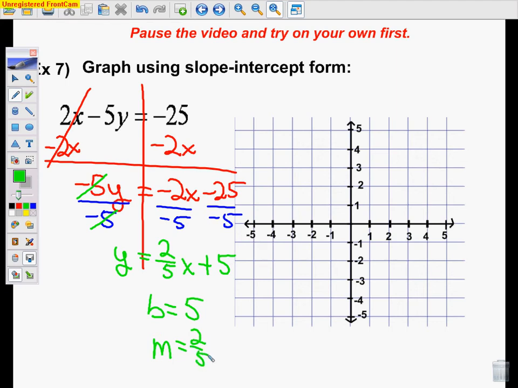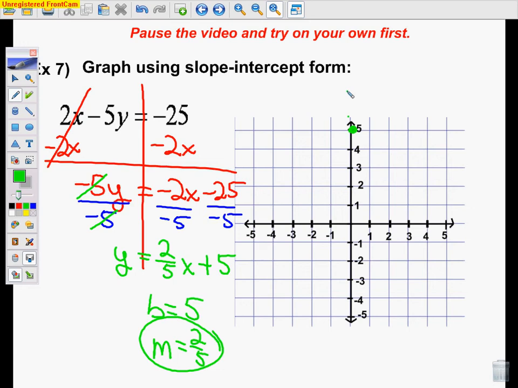So we got our y by itself. Now, the second step after getting y by itself is to plot the y-intercept on the y-axis. So our y-intercept was 5. So let's go ahead and plot that on the y-axis. Here it is up here. And then from there, we're going to do our slope. We said our slope was 2/5. So 2/5 is up 2, right 5. But notice that that takes us off our graph.